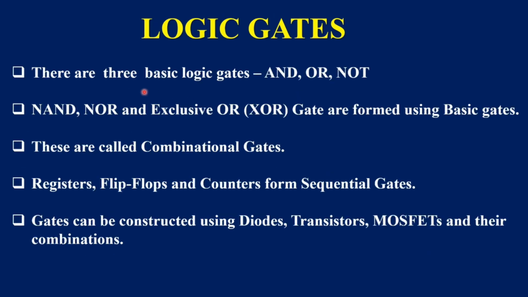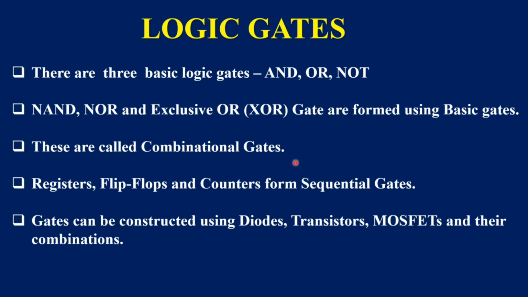There are three basic gates: AND gate, OR gate, NOT gate. These three basic gates are combined to form another three gates: NAND gate, NOR gate, exclusive OR gate. These gates are called combinational gates.